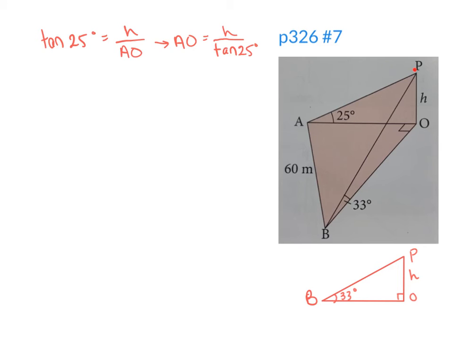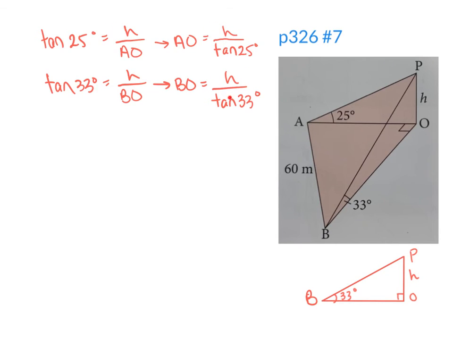Next, I'm going to use this second triangle, POB, which I've redrawn down here so that it's easy for us to see that again I'm going to want to use this 33-degree angle. Obviously I'm looking for the height, and so I want to use H, and BO is the other side that's connected to the triangle involving 60 meters. So I want to use the trig function involving opposite and adjacent again, which is tan. So I now have two different equations, both of which involve H.